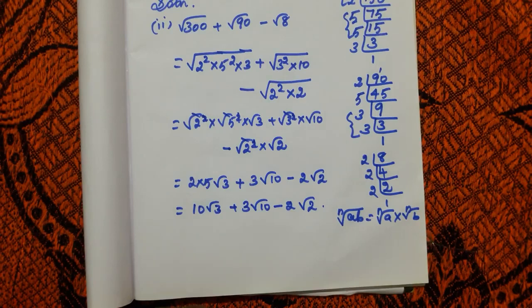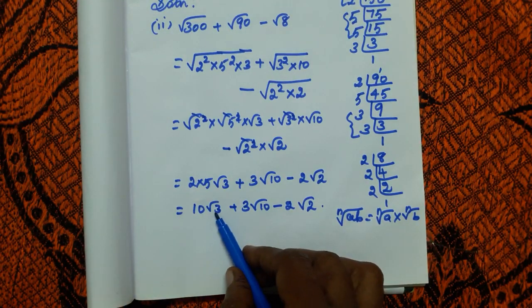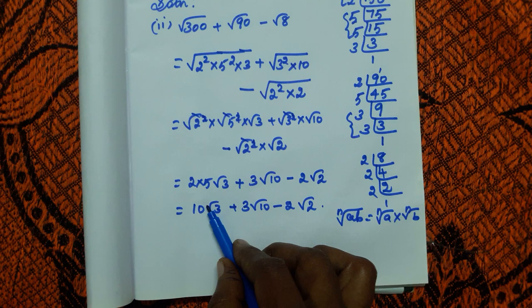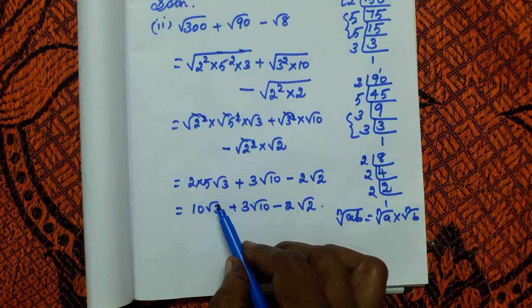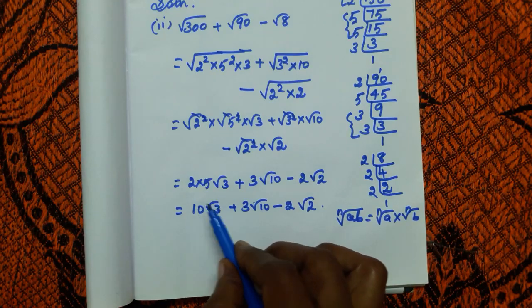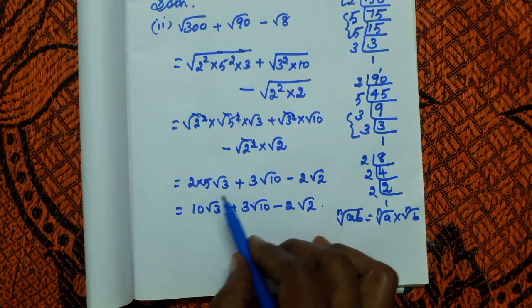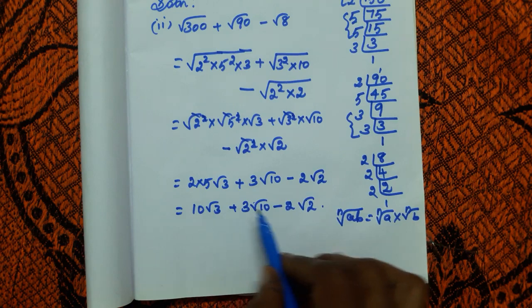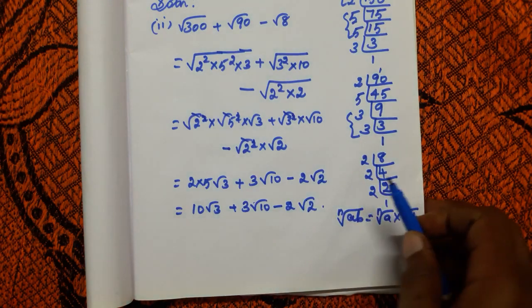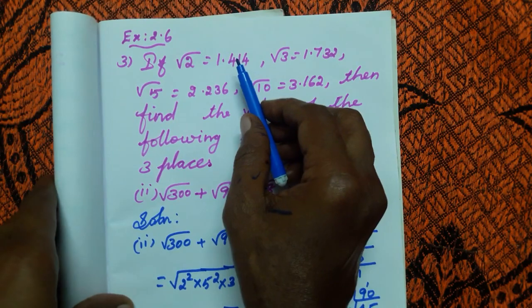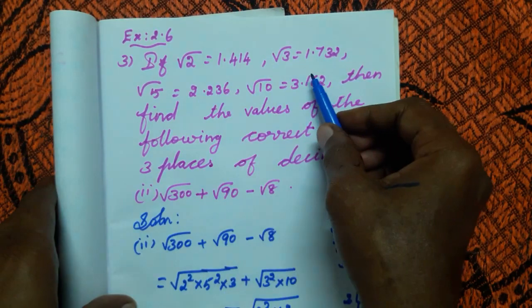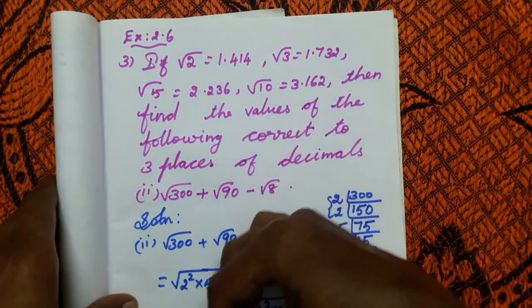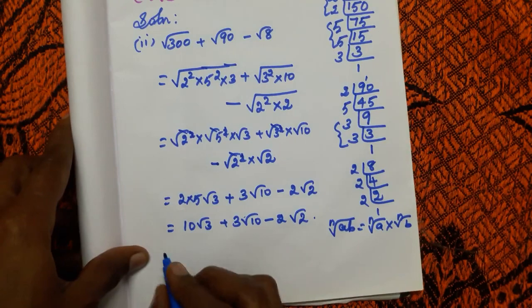Next, plus 3 root 10 minus 2 root 2. Can we add this? No, we cannot add. Why? Here the order of the roots is the same, but the radicand is different. If we want to add, the radicand as well as the order should be the same. Here the order is the same but the radicand is different, so we cannot add. But here it is given: the root 2 value, root 3 value, root 5 value and root 10 value are given. Whatever we need, we have to use that.